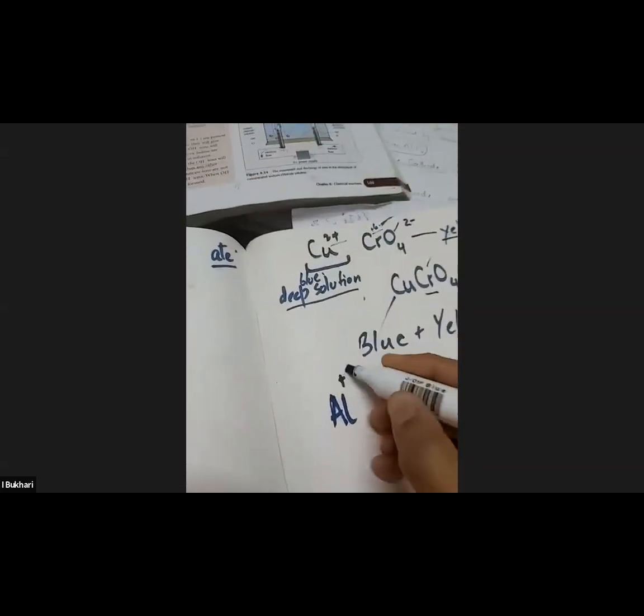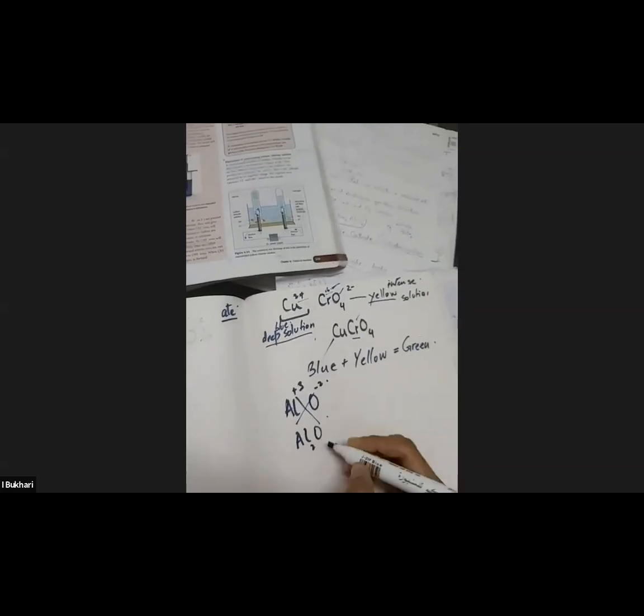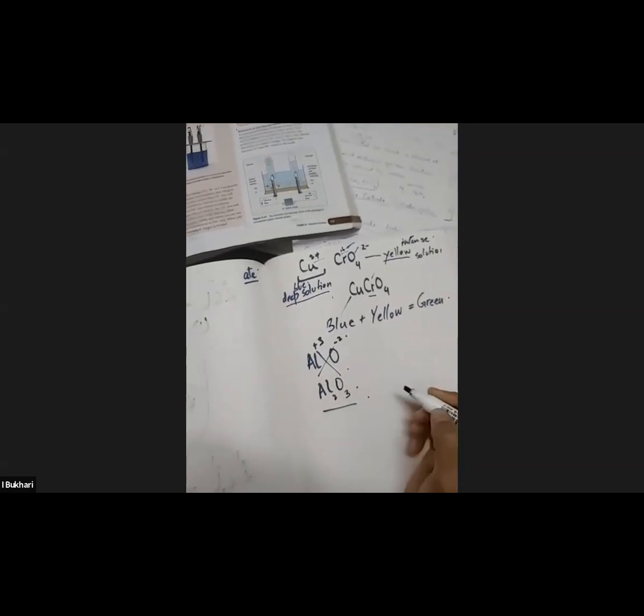Why do we get Al2O3? I hope everybody knows this. Because aluminum has a charge of +3 and oxide has a charge of -2. So we crisscross, so Al2O3. That's why we have the formula Al2O3.